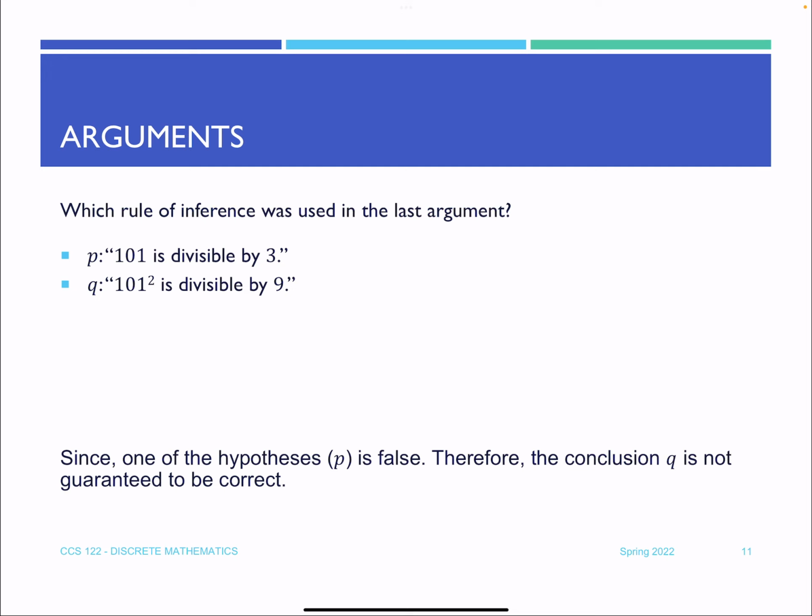So, question. Which rule of inference was used in this last argument? So we have two propositional statements, let's call the first one P, 101 is divisible by 3, and the second one, Q, 101 squared is divisible by 9. What we basically said was P is true, and because if P then Q, then Q is true, therefore Q is true. This is the one that we called modus ponens. However, since one of the hypotheses, the first one, is false, therefore the conclusion is not guaranteed to be correct either.